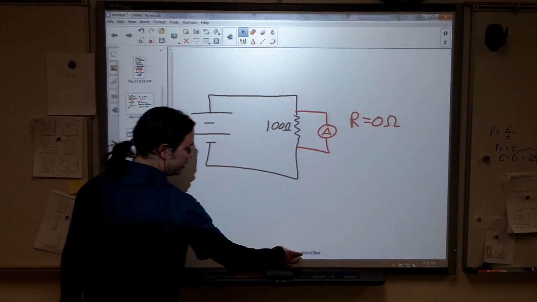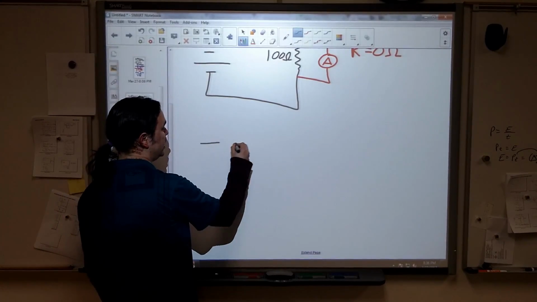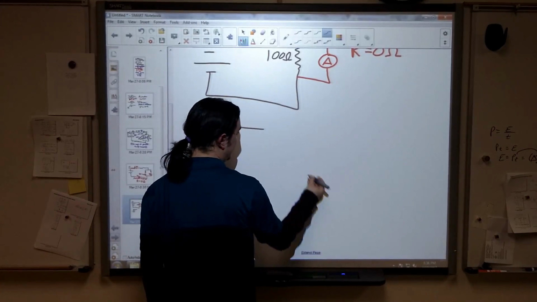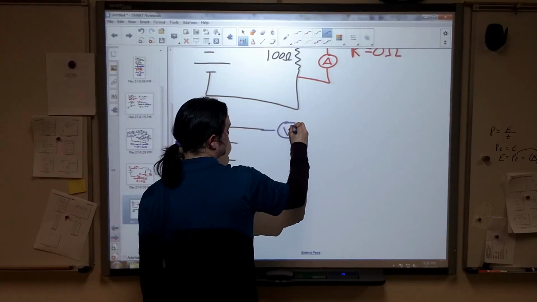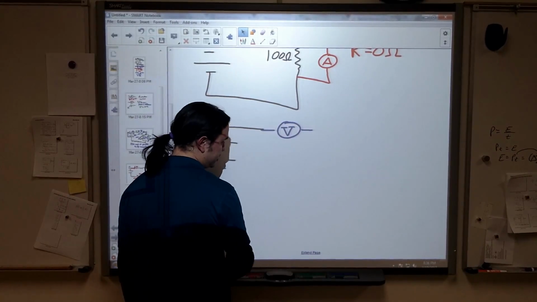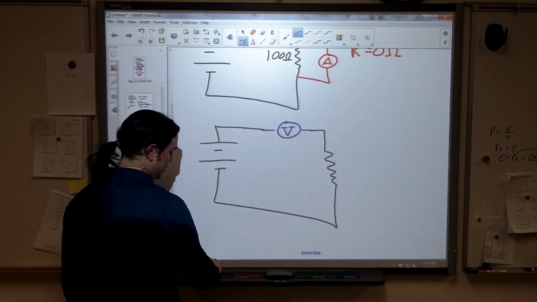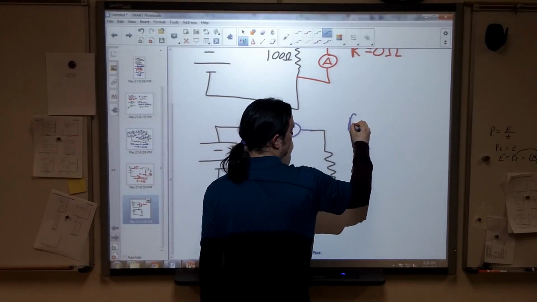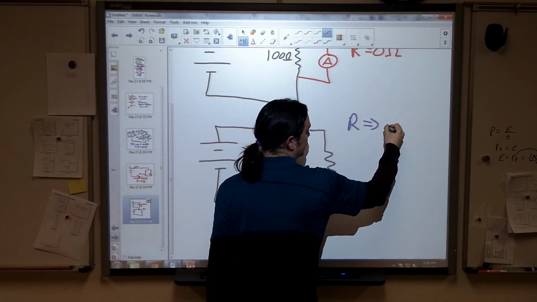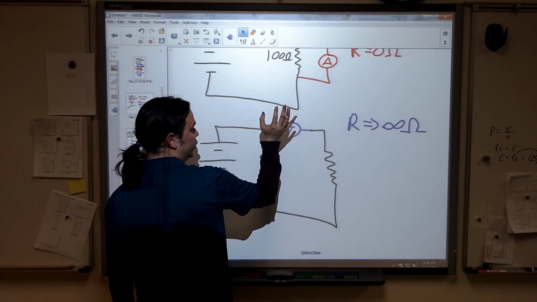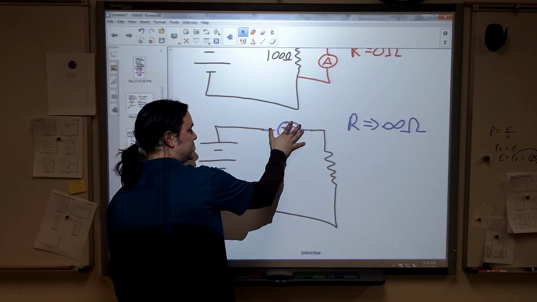For the voltmeter, if you mess up and you connect it in series, like this, congratulations. Remember, voltmeters have a resistance of infinity, or at least it goes to infinity. It's a really, really large resistance, which means you have effectively infinite resistance here.